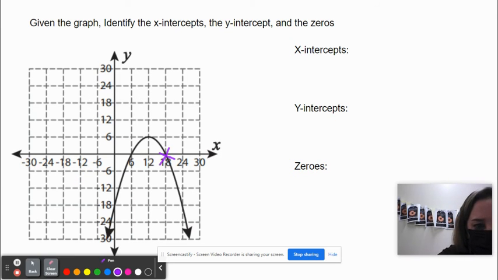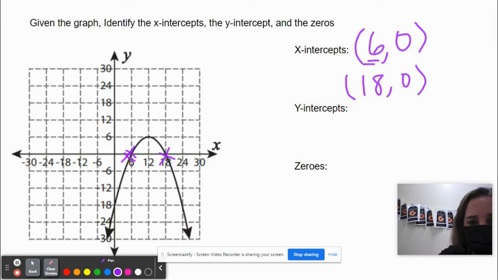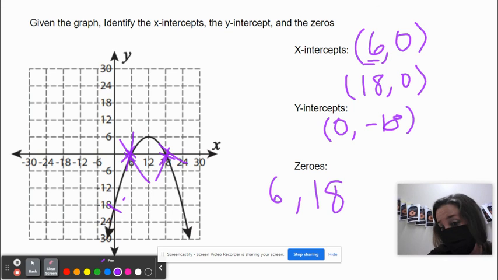X-intercepts. One's there. One's there. Remember, (6, 0), right, we have a number for the x, and (18, 0). All right. Now my y-intercept is right there. So that's 0 in the x direction, down 18 in the y. That's -18. And then my zeros, again, are just listing the 6 and the 18. No parentheses, because it's not a coordinate point. You're just listing them.